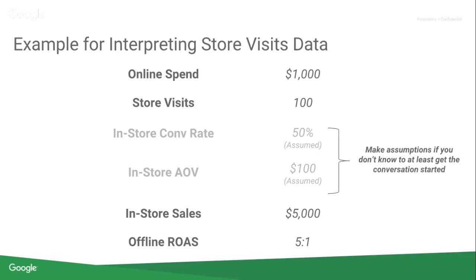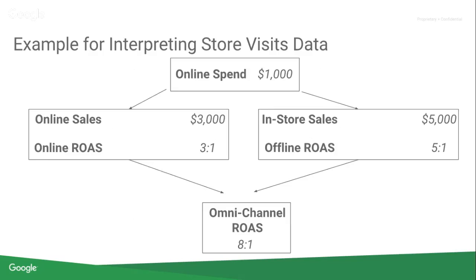So in this example, if you spent $1,000 to drive 100 store visits, when you dig into that data, maybe you've been provided with an in-store conversion rate of 50% and an in-store AOV of $100, then you would know that you could have driven $5,000 of in-store sales through your ad campaign, which actually provides a 5-to-1 offline ROAS. You can also combine this against online spend. So you can say if your online ROAS was 3-to-1 and your offline ROAS was 5-to-1, you can determine your omni-channel ROAS was actually 8-to-1, and provide really neat reporting up to your retailer to measure the success of these campaigns.